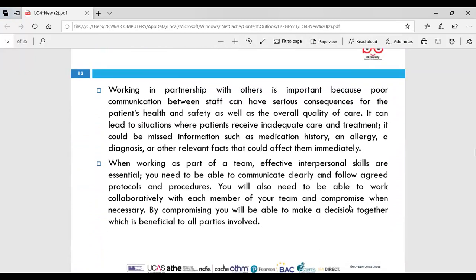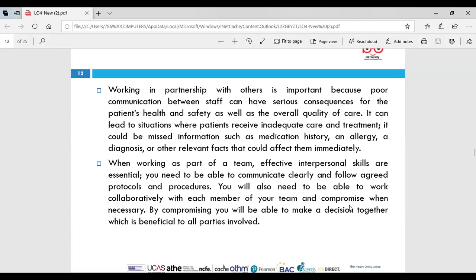When you're working in partnerships, poor communication has serious consequences. There can be duplication of efforts. There could be wrong treatment given. There could be missed information in the medical history, such as an allergy or a diagnosis. Even the anesthetist that I gave as an example, who has the best of knowledge and training, will have to work in collaboration with others so that proper relevant information is given before the surgery is performed.